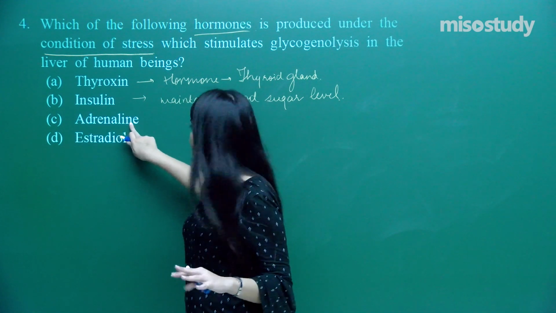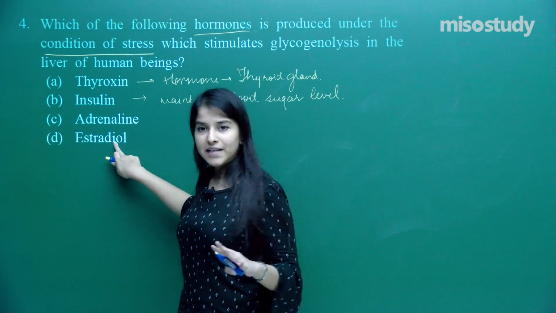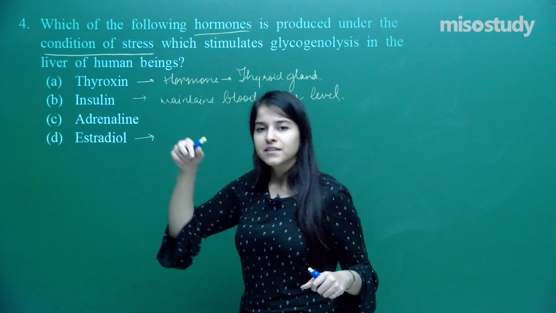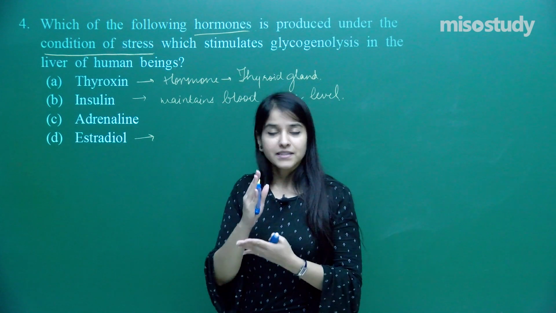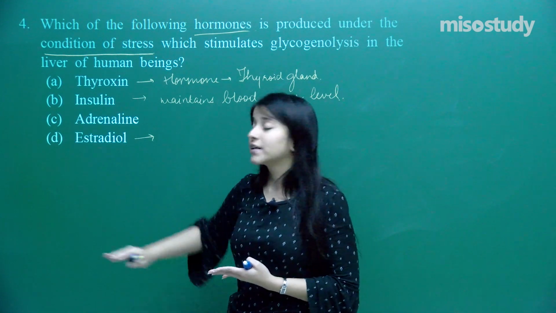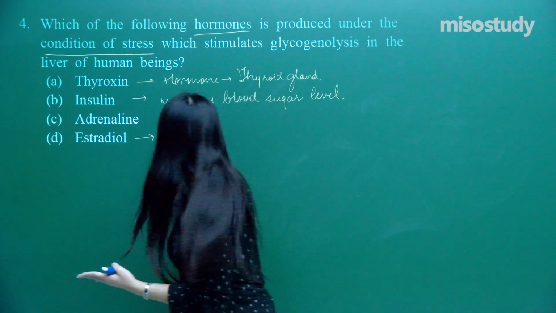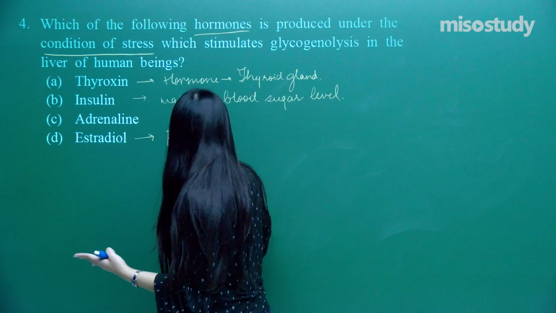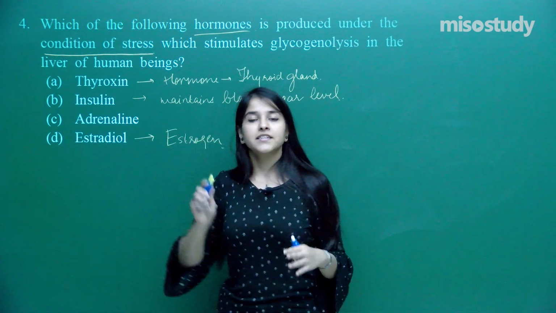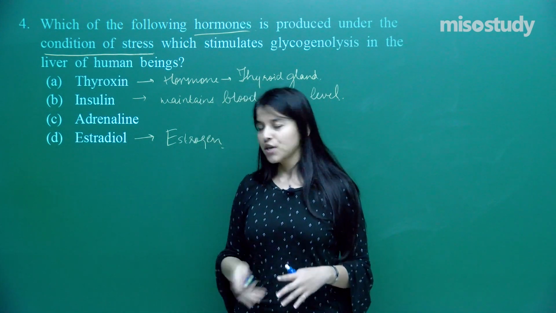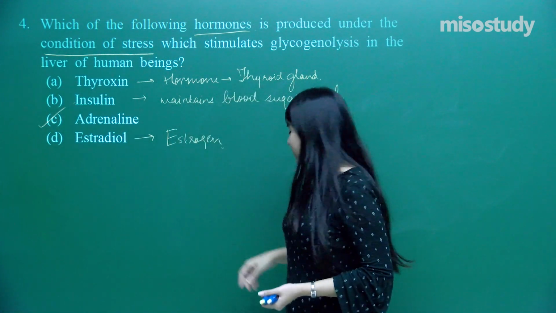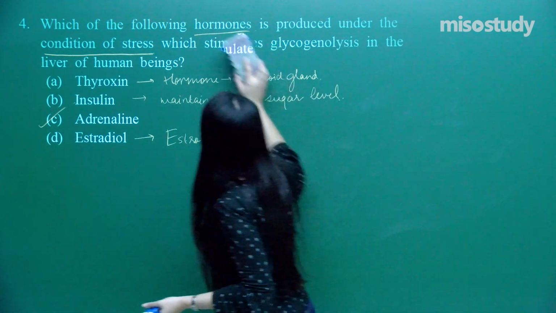Adrenaline, we all know. Estradiol, what is estradiol? It is a hormone which mimics the sex hormone, estrogen. And it is definitely contained within oral contraceptives. I hope that is clear to you. We have got the answer, that is adrenaline. Now let's move on to the next one.